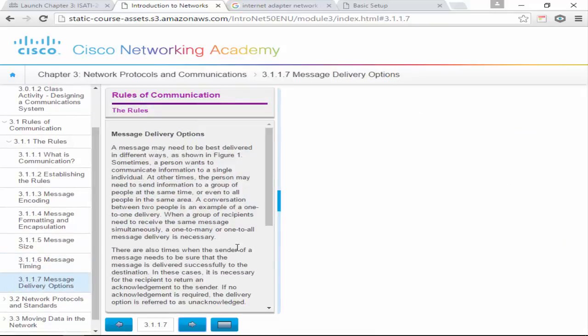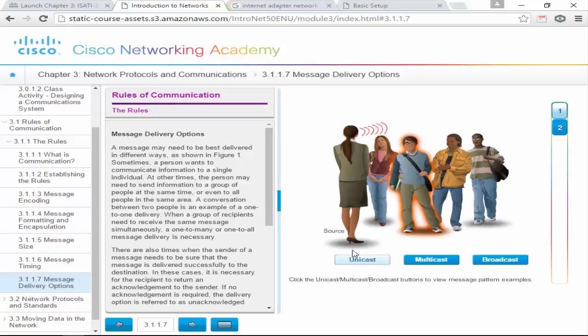And then we have delivery options. So we have unicast. That would be me talking to one person. Multicast, which is one to many. All right, so we have many people. Or to everyone, that's a broadcast. So a broadcast goes out to an entire network. A multicast goes out to multiple hosts on a network. And a unicast goes from one to one. Those, we'll be talking about more in the future.